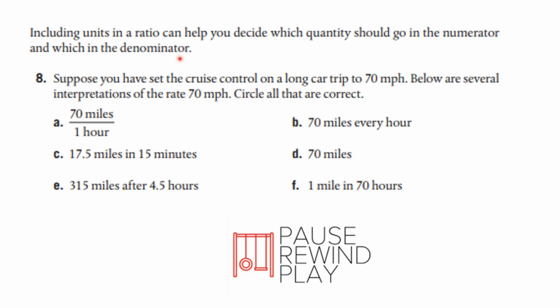Including units in a ratio can help you decide which quantity should go in the numerator and which in the denominator. So number 8 asks you to consider, suppose you have the cruise control set at 70 miles per hour. Here are some interpretations. Which ones are correct? So please pause the video, work this problem, and then we'll see how you did.